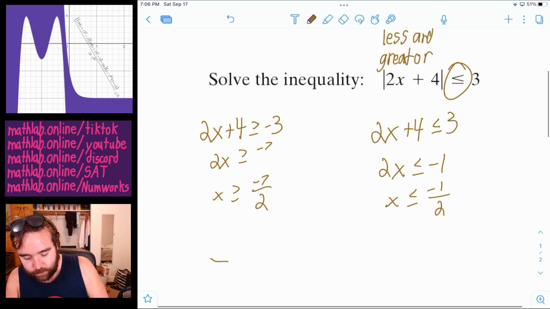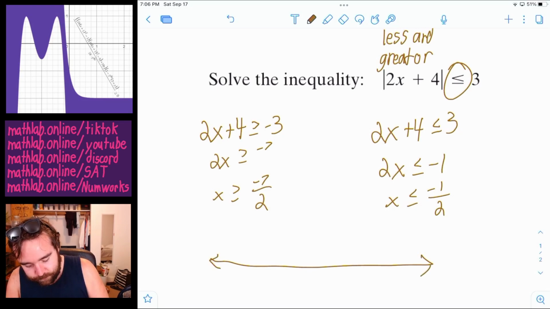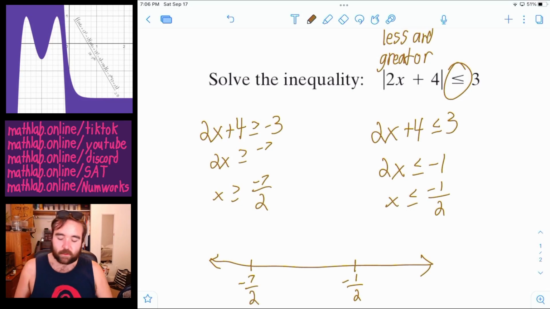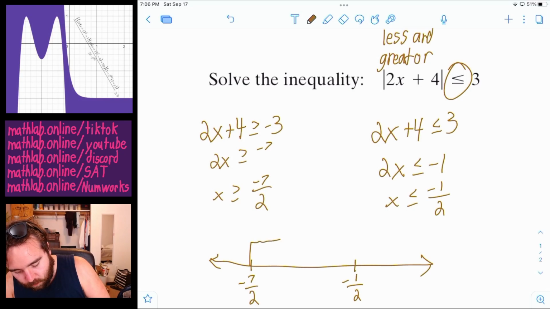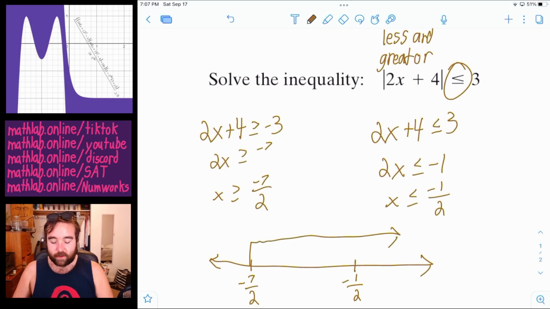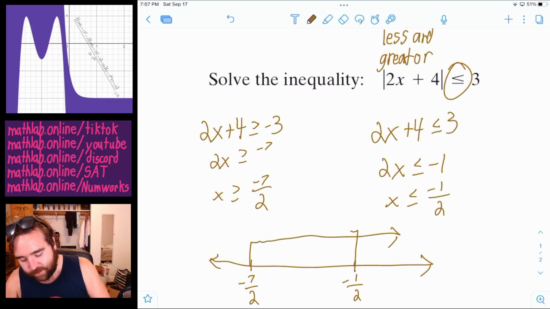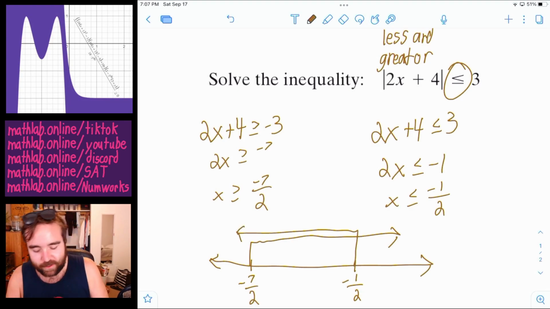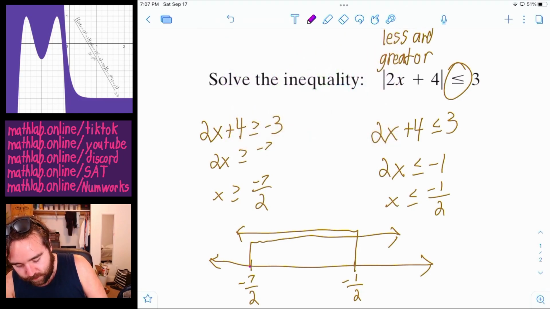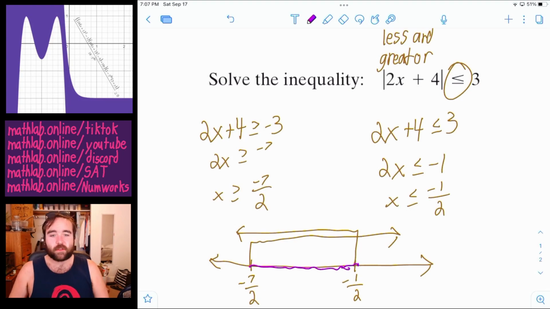So let's look at these. So we're going to have, let's see, where do they even go? So you want the bigger number on the right, so that's actually negative 1 half. Negative 7 halves is less than, so it's on the left. And think about what we have. We need it to be greater than negative 7 halves and less than negative 1 half. So what we're saying then is it has to be in between those two values. So you see our set of solutions is right there in between the two values.